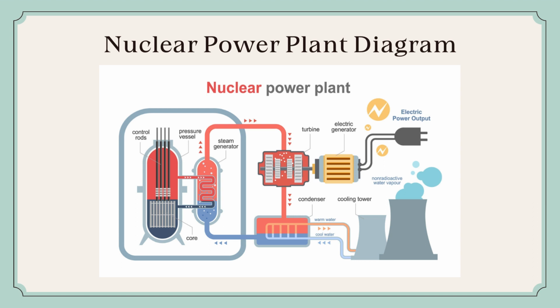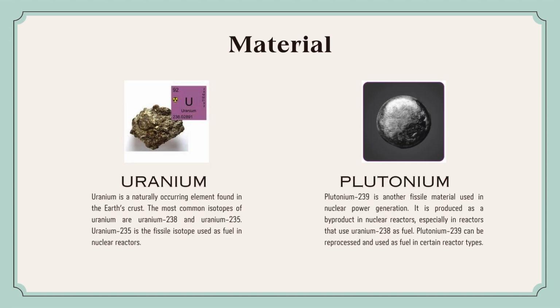For the coolant process, it has a cooling tower and condenser. And for the nuclear reactor in the containment building, it has a control rod, pressure vessel, steam generator and core. And the steam goes outside the containment building, goes to the turbine and powers the electric generator.